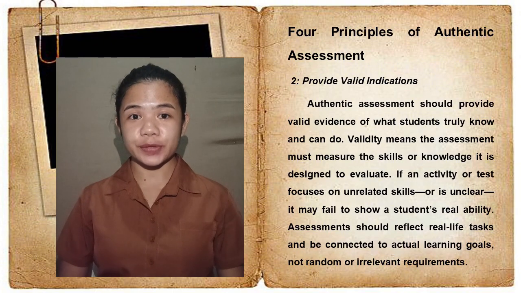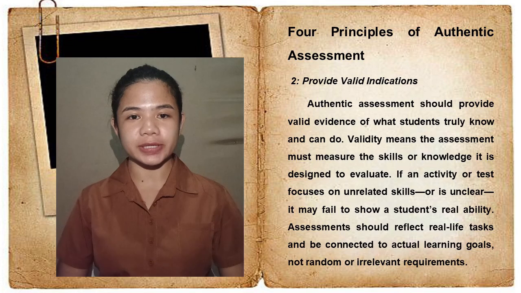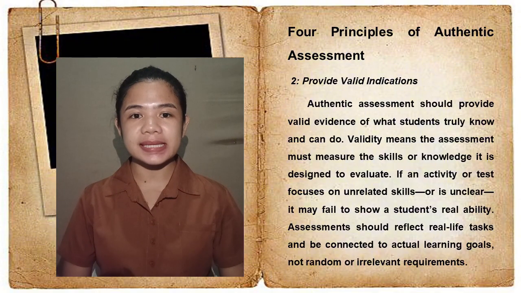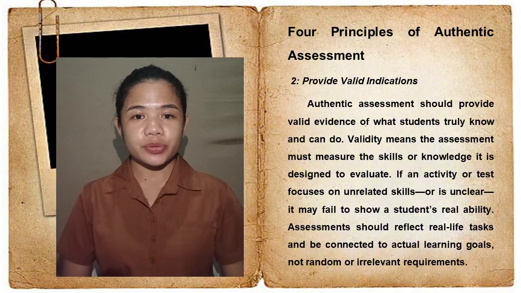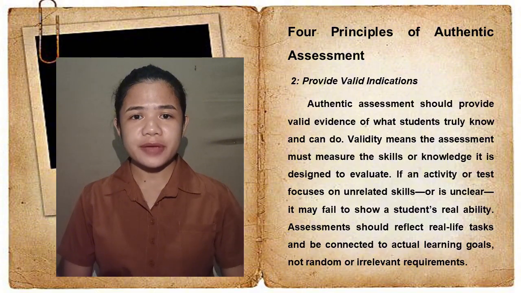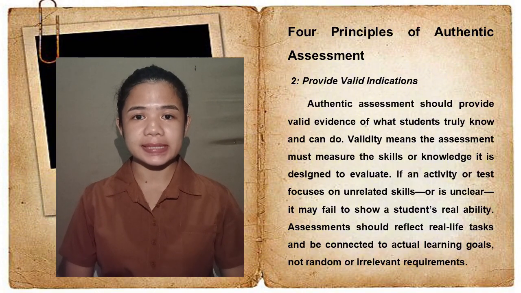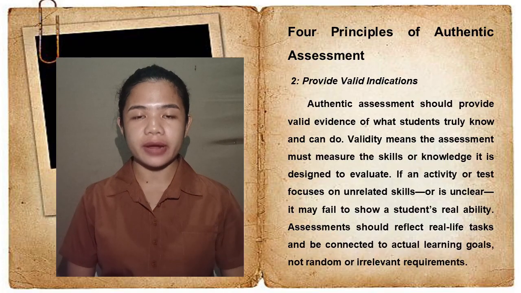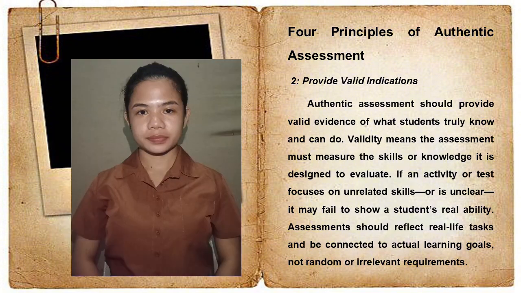And the second principle is to provide valid indications. So authentic assessment should provide valid evidence of what students truly know and can do. Validity means the assessment must measure the skills or knowledge it is designed to evaluate. So if an activity or task focuses on unrelated skills or is unclear, it may fail to show a student's real ability. Assessment should reflect real-life tasks and be connected to actual learning goals, not random or irrelevant requirements.